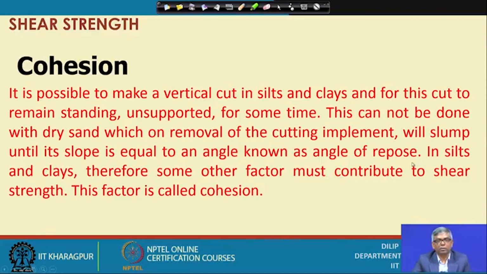Now, we have discussed shear strength, and we have seen that one component is phi, the angle of internal friction. Now it is cohesion. It is possible to make a vertical cut in silts and clays, and for this cut to remain standing unsupported for some time. This cannot be done with dry sand, which on removal of the cutting implement will slump until its slope is equal to the angle known as the angle of repose.